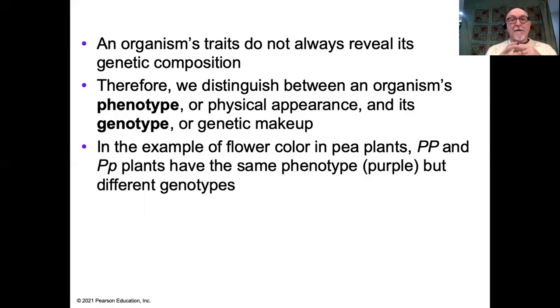This also bears emphasizing: the distinction between the genotype, which is the true genetic makeup of the plant, and its phenotype, what we observe. That purple phenotype we've seen can be produced by two genotypes. It can be produced by the homozygous purple, homozygous dominant, or by a heterozygote. So it's either big P big P or big P little p. They produce the same phenotype, but the genotypes are quite different.